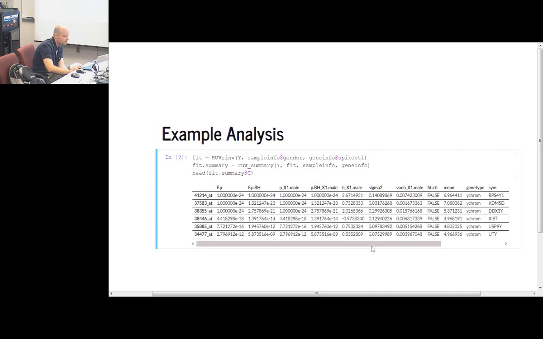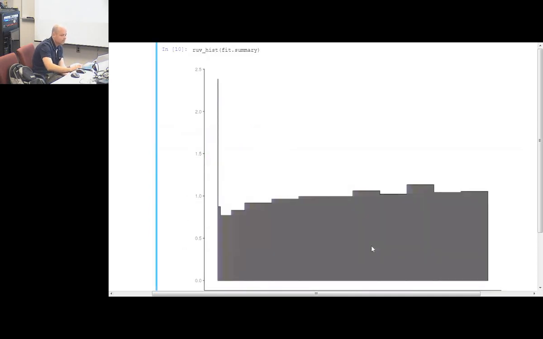Okay, push forward. There are a bunch of plots that you can make just by taking this fit summary and plotting them. Here we've got a p-value histogram. This is more or less what you want to see. Once unwanted variation has been adjusted for, the p-values should have more or less a uniform distribution, except for the ones that are truly differentially expressed, and for those you get a spike right at 0. So this is looking good.